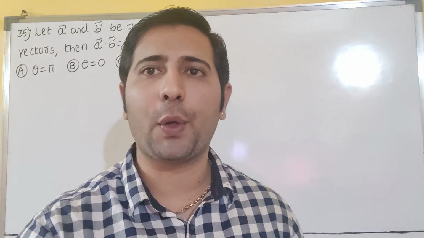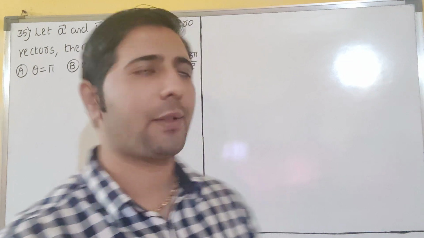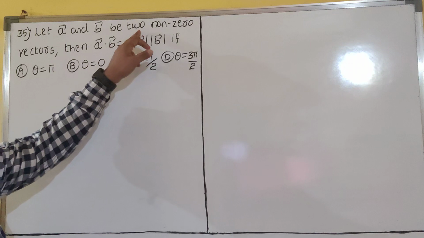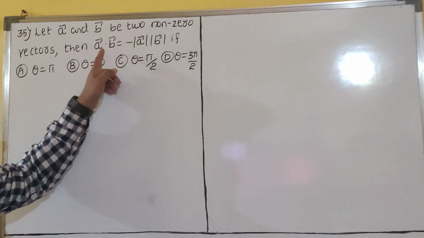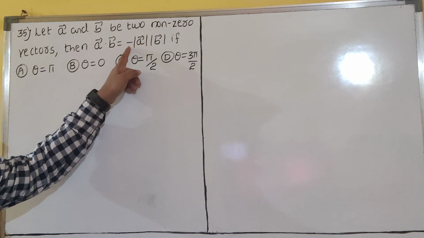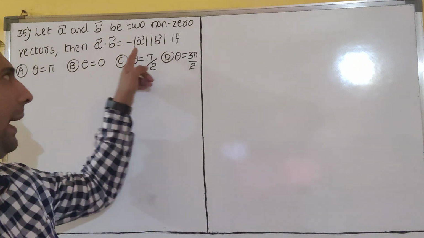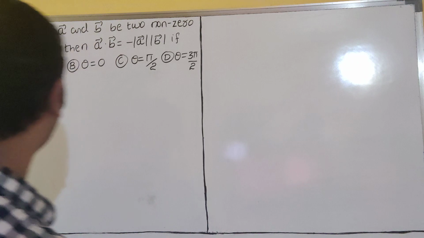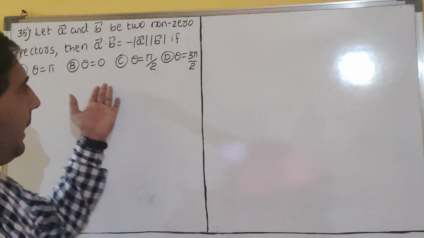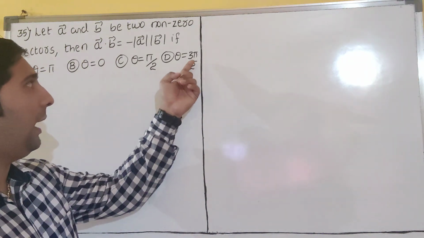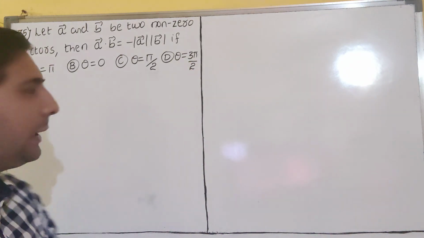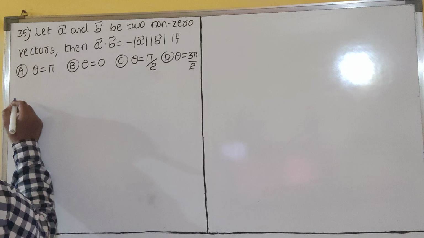I hope all of you have copied. We will see the next question, dear students. Question number 35: let vector A and vector B be two non-zero vectors, then A dot B is equal to minus magnitude of vector A into magnitude of vector B, for which theta? When theta is pi, theta is 0, theta is 90, and theta is 3 pi by 2. These are the options given. Very easy question, dear students.